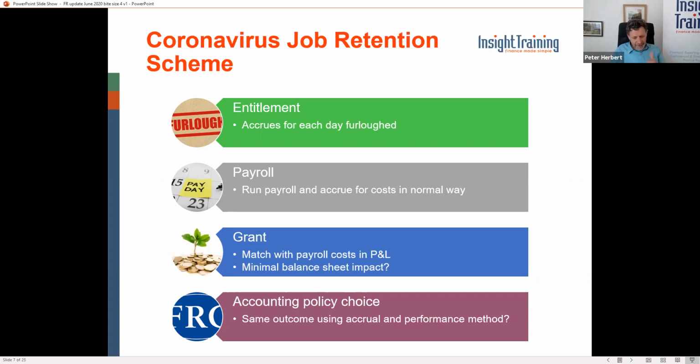Now, under FRS 105, there's no accounting policy choice available. You have to use the accrual method. That will therefore mean that under FRS 105, you get exactly the same accounting treatment as you would under FRS 102 when you're bringing Coronavirus Job Retention Scheme grant income into your P&L.